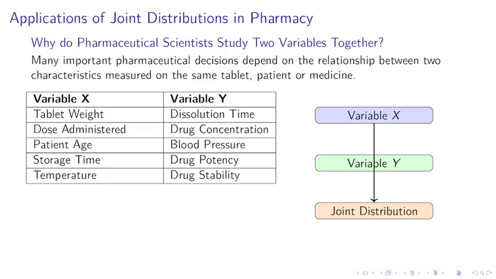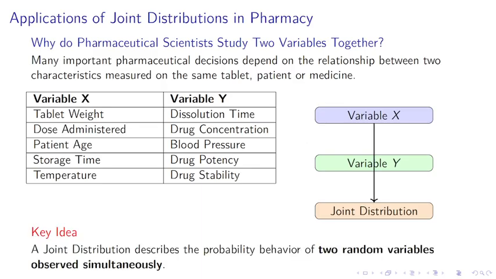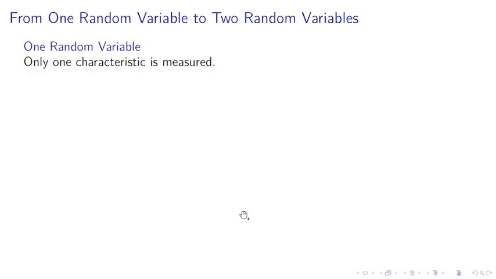This is called joint distribution, or the probability of the joint occurrence of two variables simultaneously is called joint probability distribution or joint probability function. A joint distribution describes the probability behavior of two random variables observed simultaneously.